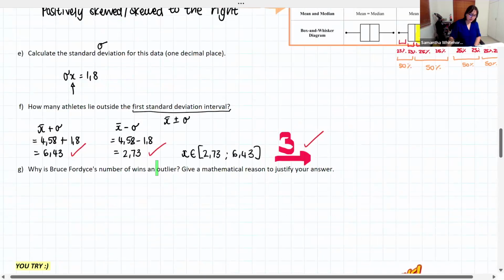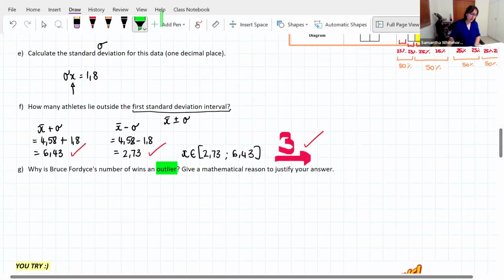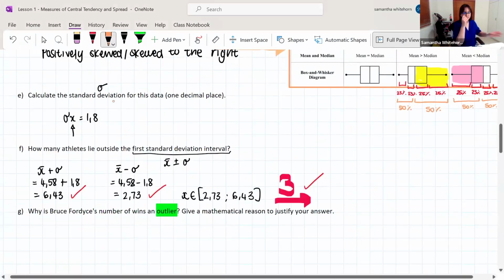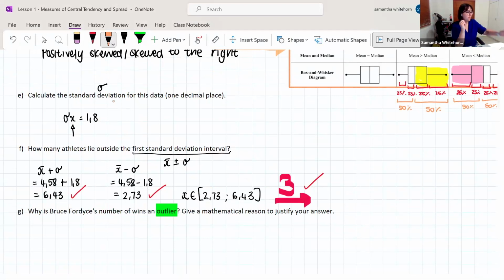And so this is now where this idea of an outlier is going to come in. Can anyone tell me what an outlier is before we jump into this? What's an outlier?